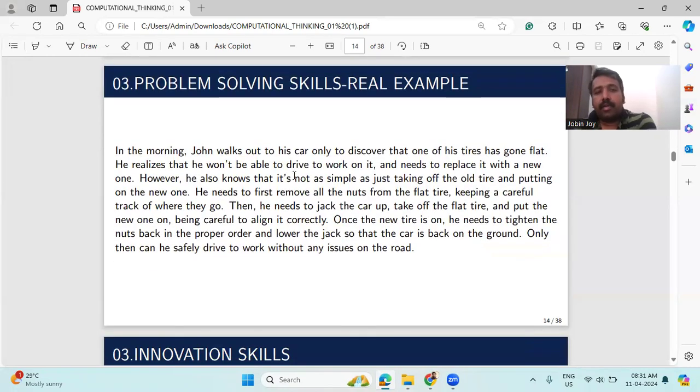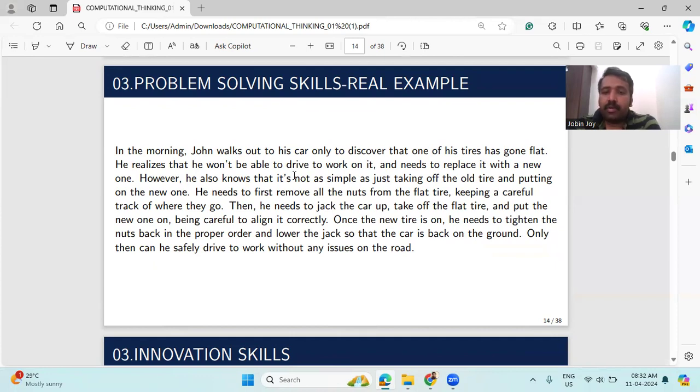Problem solving. Okay, in the morning, John walks out to his car only to discover that one of his tires has gone flat. He realizes that he won't be able to drive to work on it and needs to replace it with a new one. However, he also knows that it's not as simple as just taking off the old tire and putting on the new one. He needs to first remove all the nuts from the flat tire, keeping a careful track of where they go. Then he needs to jack the car up, take off the flat tire, and put on the new one, being careful to align it correctly.